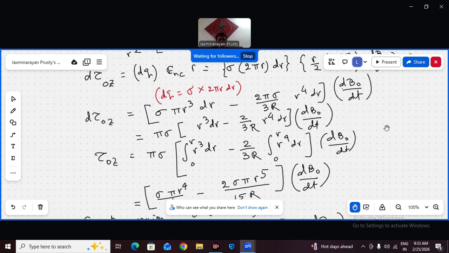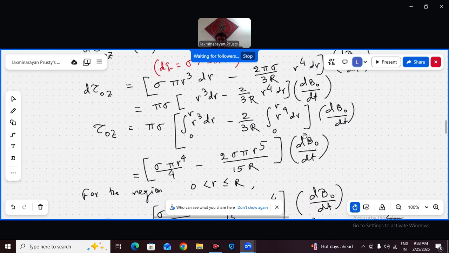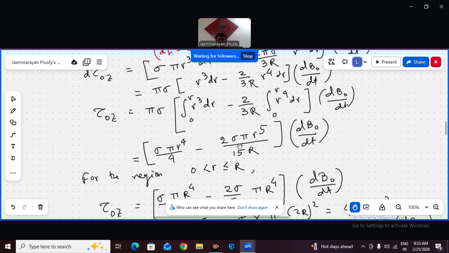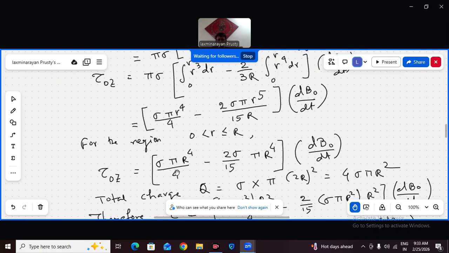The total torque from 0 to capital R will be pi sigma times this integrated. For any radius r within capital R, the torque will be this, from 0 to r, dB naught by dt. And for the region 0 to capital R, I put capital R here. The torque along OZ will be sigma pi (capital R fourth by 4 minus 2 by 15 R fifth by R, meaning R fourth) dB naught by dt.